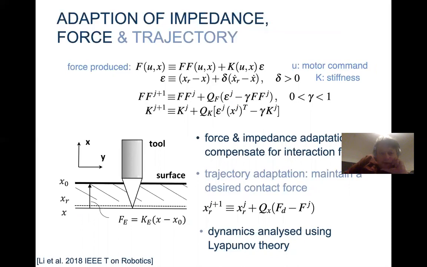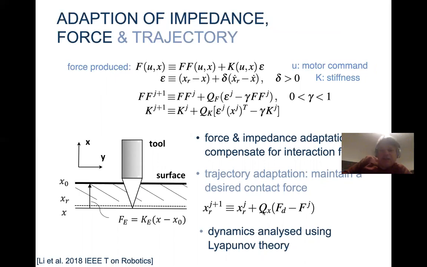Okay, so we can put this in equation. So recently, Li Yanan did a nice analysis. What you have is feed-forward control, right? So the force is equal to a feed-forward term that depends on the planned movement, and a feedback term that depends on the stiffness. And so you adapt the feed-forward force to minimize the error, again like in iterative control, and you adapt also the stiffness to minimize the magnitude of error, basically.